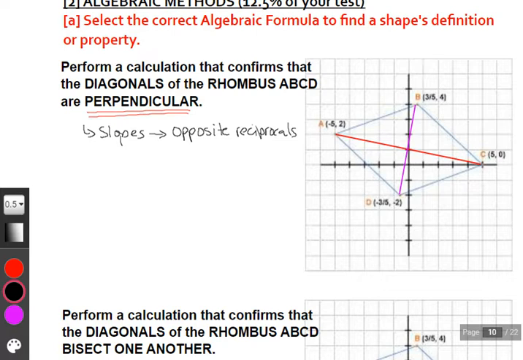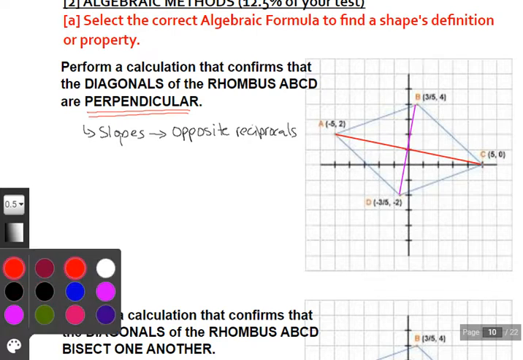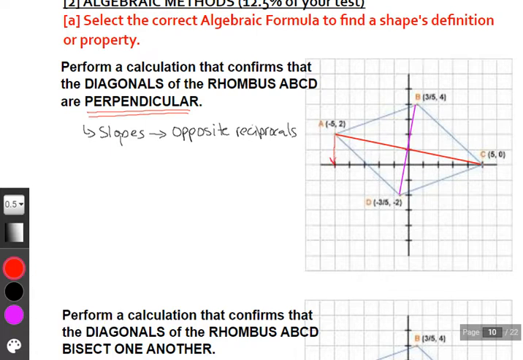So we're going to calculate the slopes and find their opposite reciprocals. That should confirm that we either do have a perpendicular intersection or we don't. Now, to find slopes, we have a couple different methods. One was using rise over run, drawing in the triangle first. I'll do that for the red one because that's pretty easy to do.